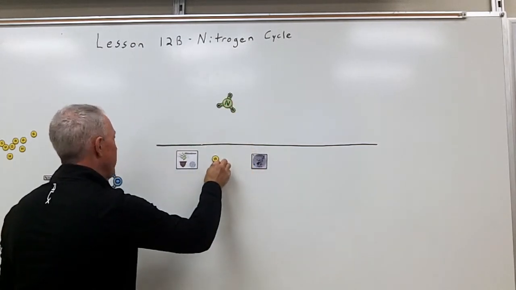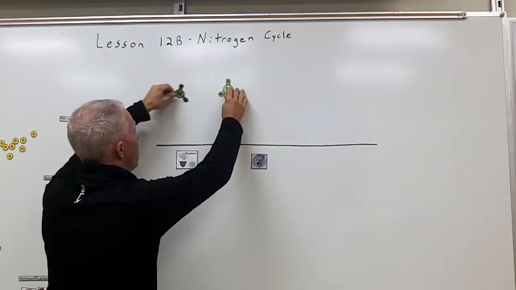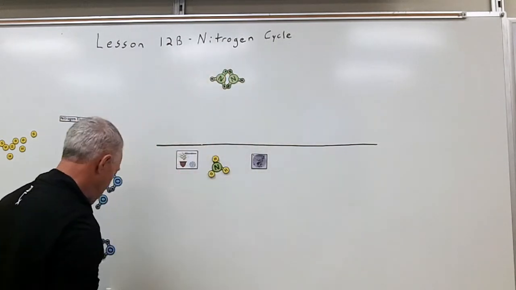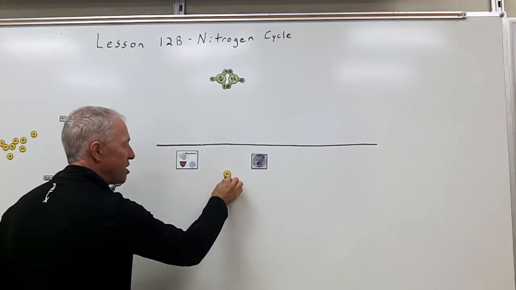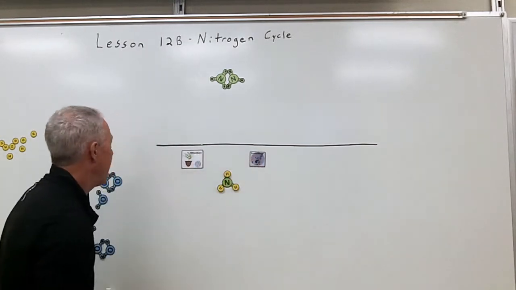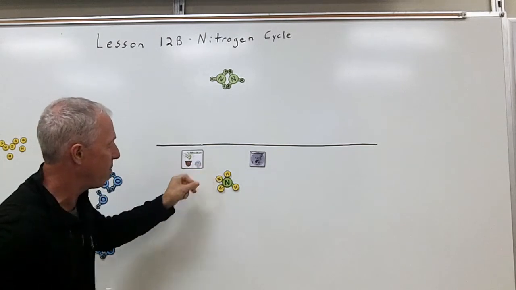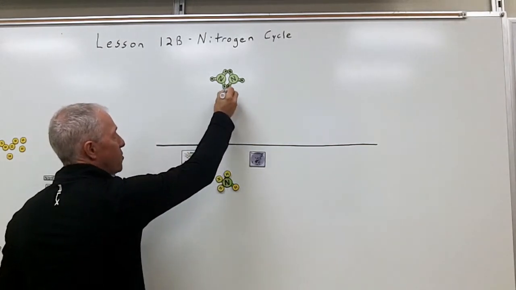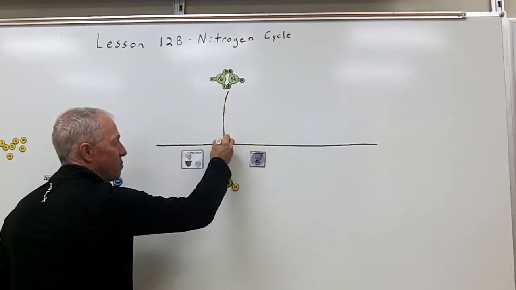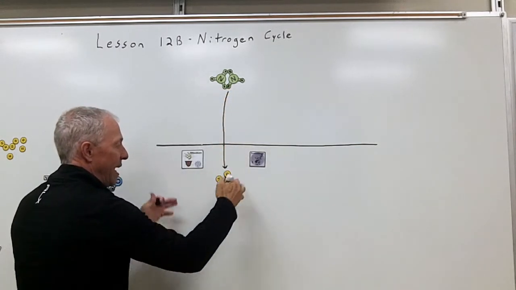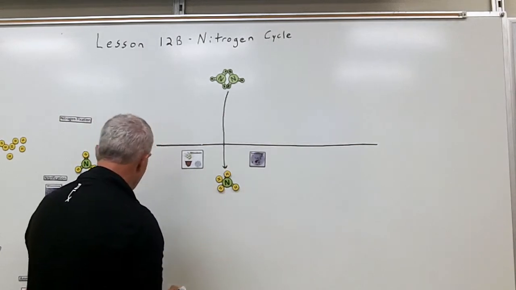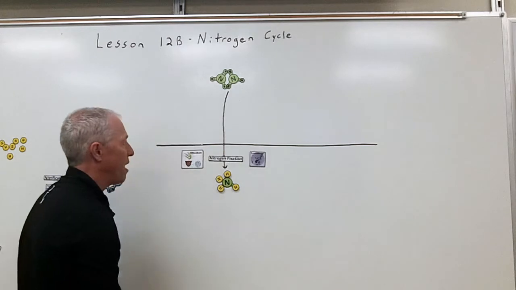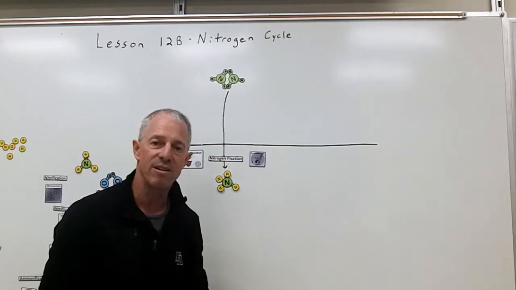I'm going to put the N2 back in the atmosphere so we can keep track of the processes. That NH3 is ammonia, and it can pick up another hydrogen and become the ammonium ion. And we call this process where nitrogen is pulled down and turned into ammonia or ammonium, nitrogen fixation. And it's accomplished by bacteria in the soil.